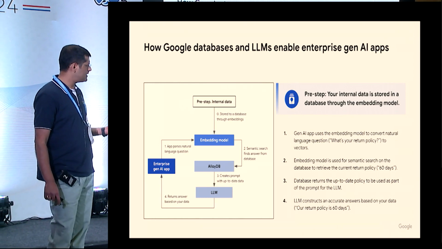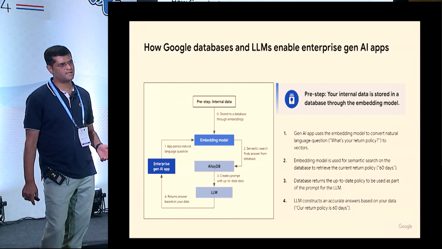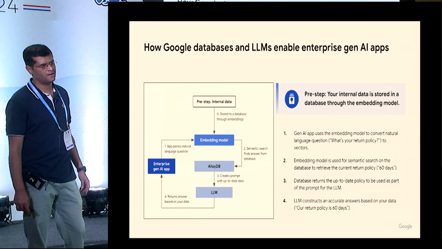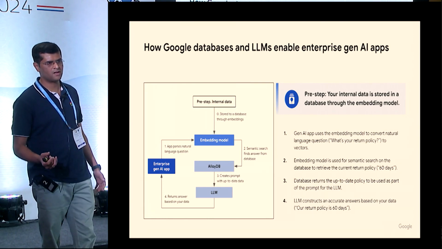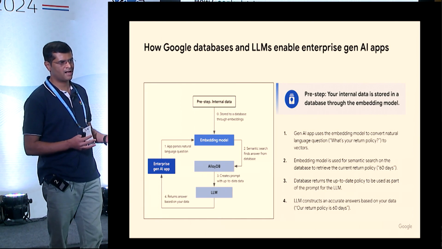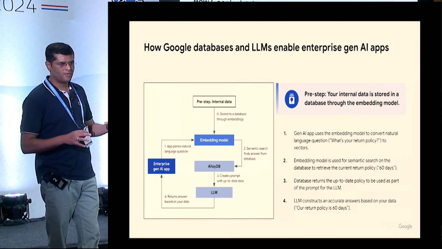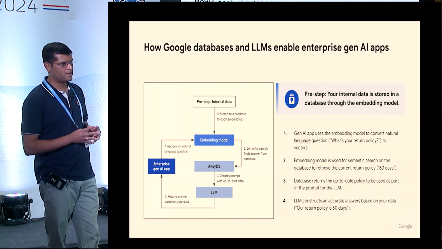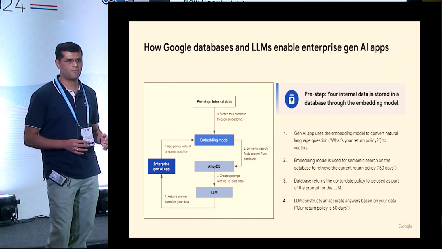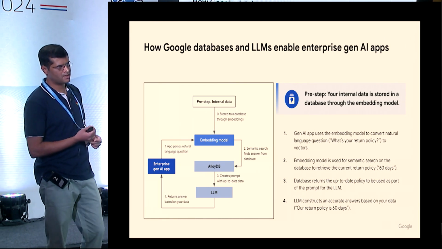Next, when the Gen AI app gets a query from a user, suppose the user has purchased some product and they are not satisfied with it and want to return it, and they give a query like, I have purchased this particular product, when can I return it? LLMs can generate properly formatted English text, but the latest information about what your return policy is is available in the database.